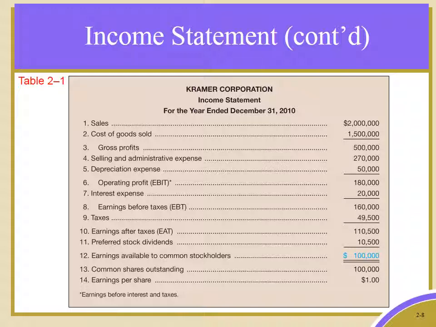This is another example of an income statement that is provided from the book itself, showing sales, cost of goods sold, your gross profits, showing all the items that we covered in an earlier slide to show how the expenses break down to find out what your earnings are for each individual category.